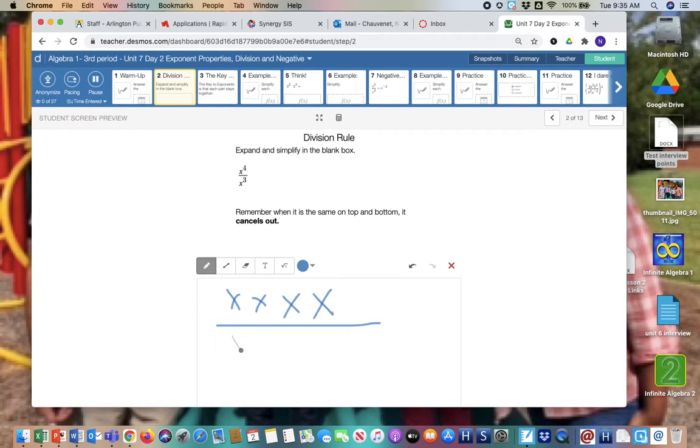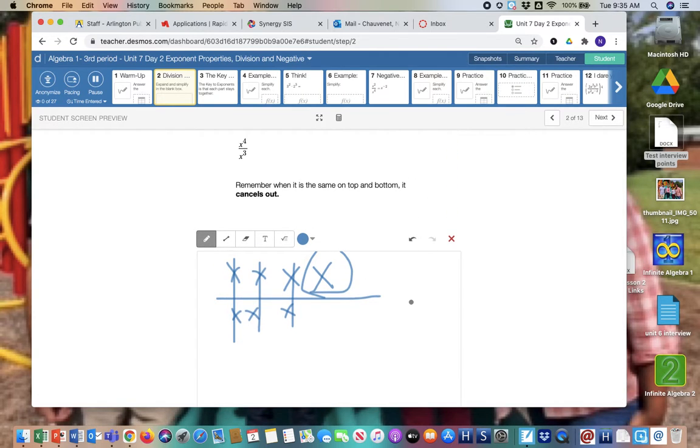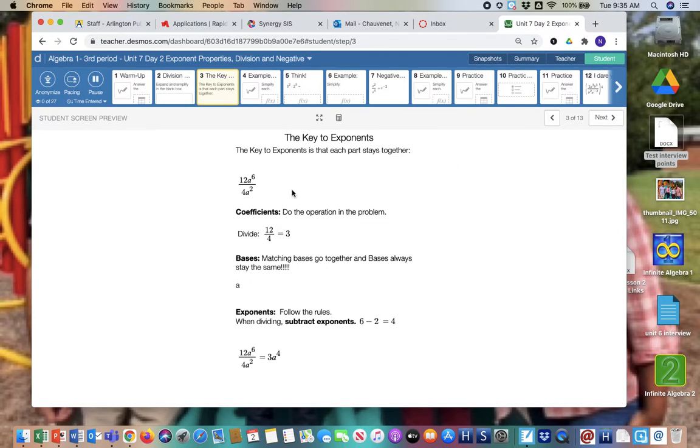Okay, x to the 3rd means x times x times x, right? Remember, anything in the top and the bottom will cancel. So cancel, cancel, cancel. What are we left with? Just x, right? So that would be our answer here, okay? All right, so now, what does that mean? What are we actually going to do?